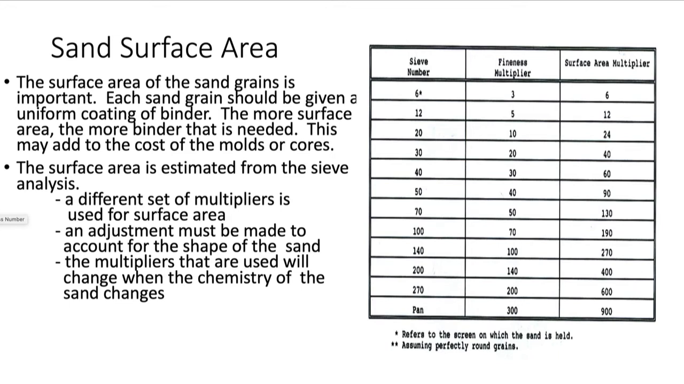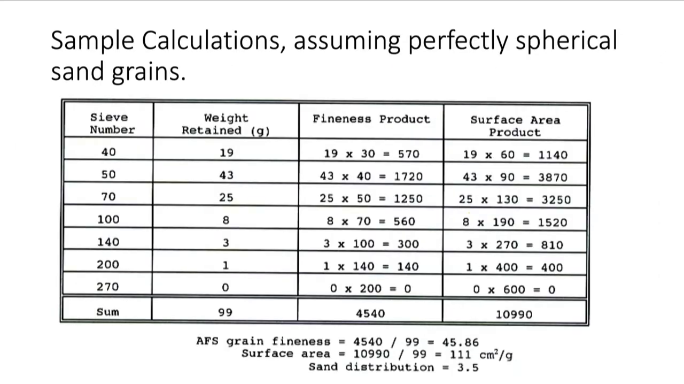Okay. So for the surface area multiplier, you have your sieve numbers. There's another multiplier, and the first one here is the fineness multiplier. The second one here is the surface area multiplier. So what you would do is take the number of grams of sand on each one of those screens, multiply them by these multipliers, and then add them up. But when we have different kinds of sand, the surface area multipliers will change. The fineness multipliers don't depend on the kind of sand; those are always the same.